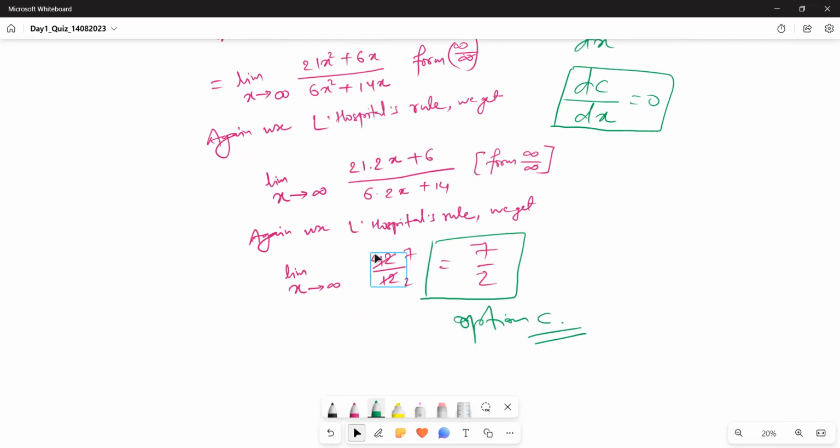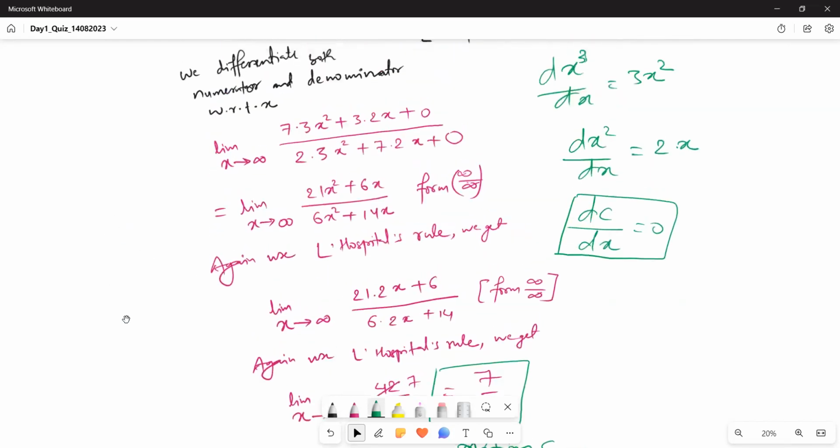So when you use L'Hospital rule again, then it will form 42 by 12, and when you divide both numerator and denominator by 6, you get 7 by 2, like both are divisible by 6, right? 6 7s are 42, and 6 2s are 12. So 7 by 2 is our right answer. So this was using L'Hospital rule.